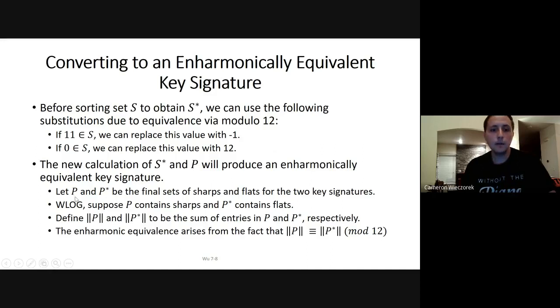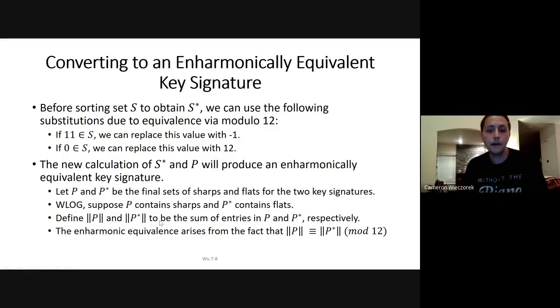So let P and P star just be the two final sets of sharps and flats for these two key signatures. One will be the original key, and the second one will be the enharmonically equivalent key. Without loss of generality, let's say that P contains sharps, and P star contains flats. We're going to define this double bar notation to be what we'll call a modified norm.